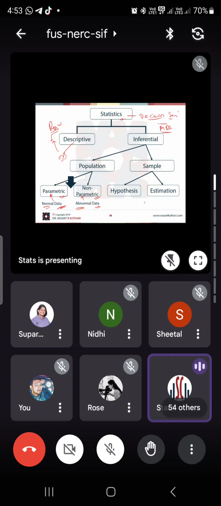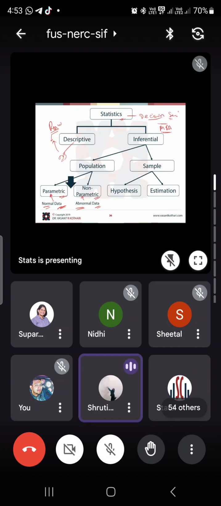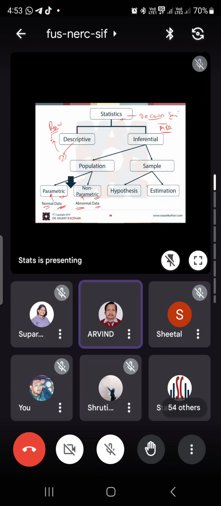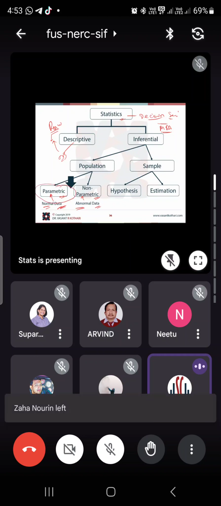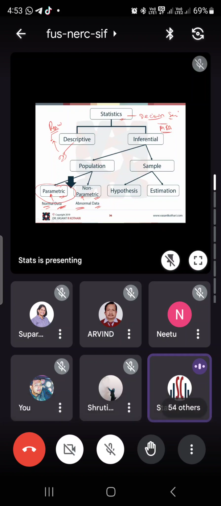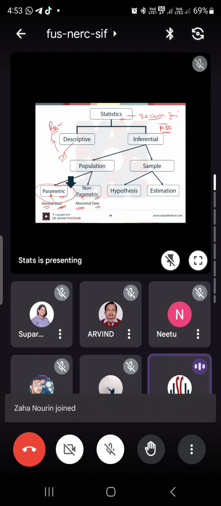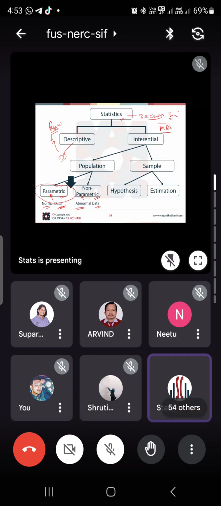Would you like to take the decision based on the normal data or abnormal data? Normal. Based on the normal data, we like to take the decision. And that's the reason why parametric statistic is widely used, because parametric statistic is based on the normal data.